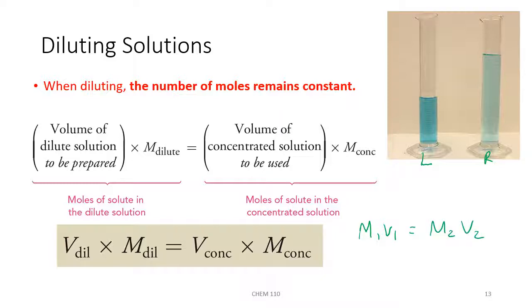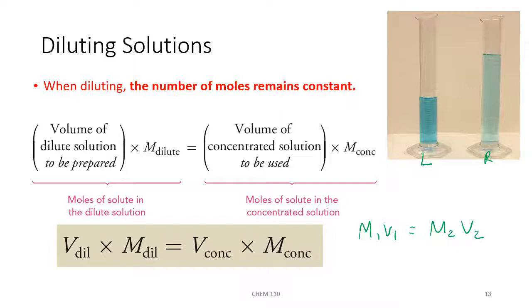It doesn't particularly matter what is M1 and what is V1, as long as the correct molarity goes with the correct volume. You might often see it written as M sub D V sub D equals V sub C M sub C, referring to dilute and concentrated. We need to know 3 of the 4 terms in order to solve for the missing one.